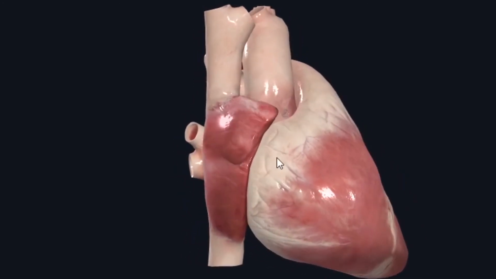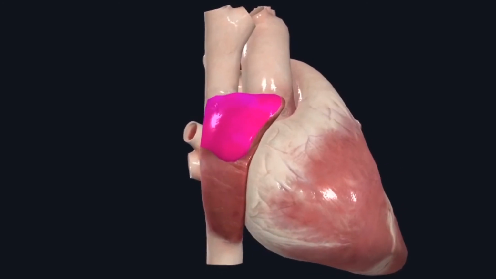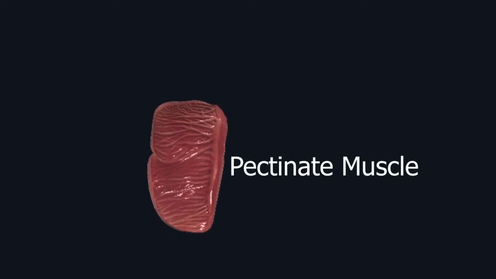So shifting back to the anterior side of the heart, let's start taking a look at the internal morphology of these chambers. Starting with the right atrium, I'll select the auricle and remove the rest of the heart. Spinning around to the anterior side, we can see the muscle that lies underneath. The muscle found inside of the right and left atria is called pectinate muscle.